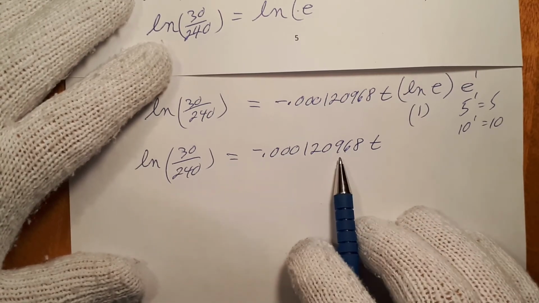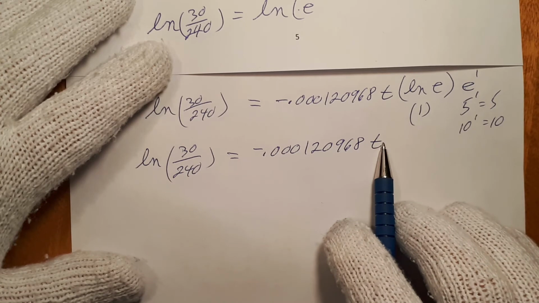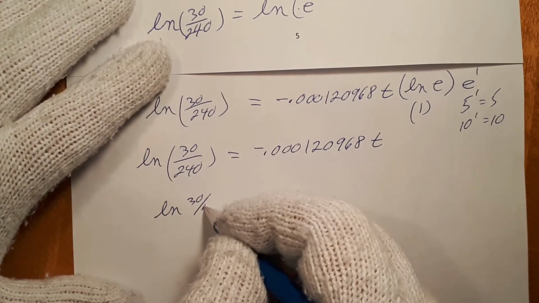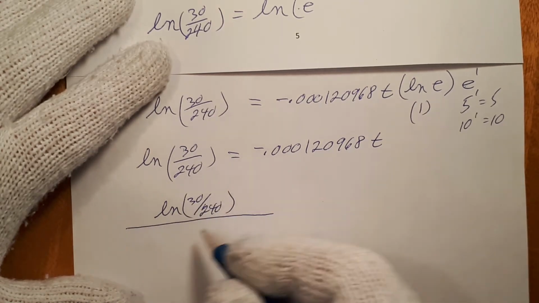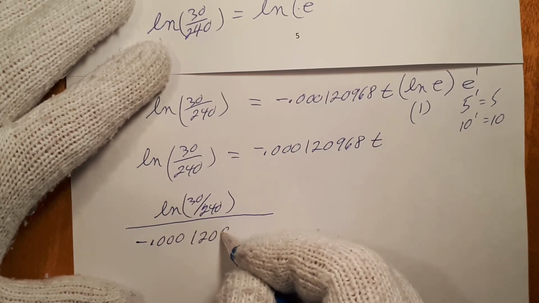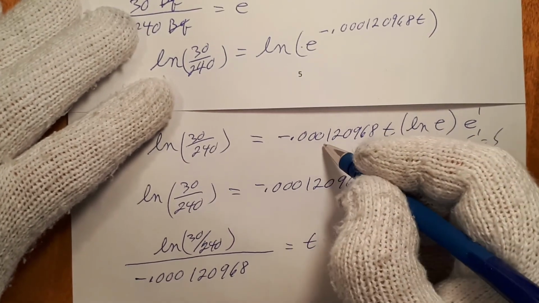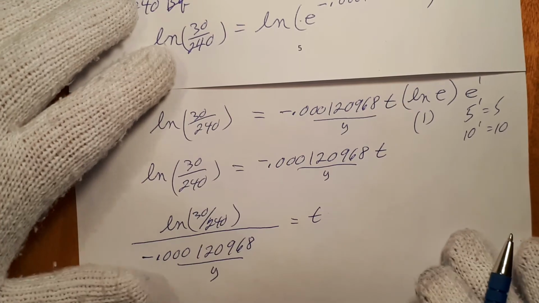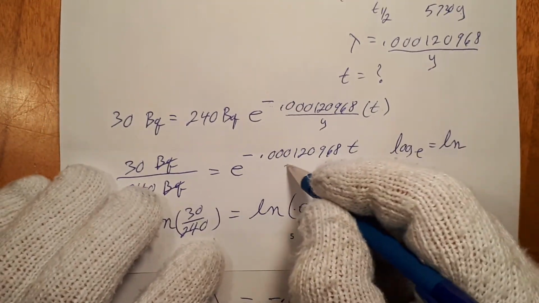Having reduced the equation to this form, we need to divide both sides by this term in order to isolate time. ln of 30 divided by 240 in brackets divided by minus 0.000120968 is equal to t. Oh, I forgot, this is per year. Just backtracking a little bit.